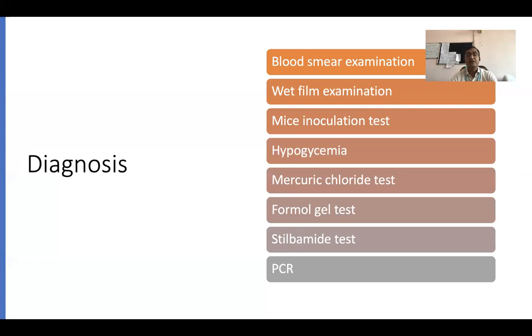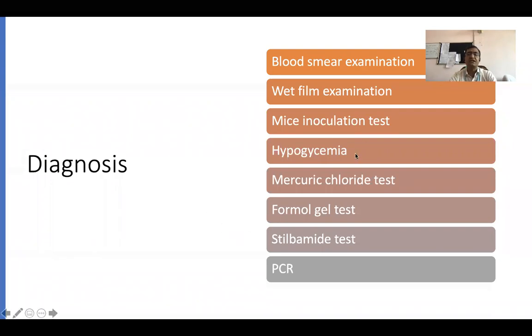So for that, you have to keep in mind that always be ready with wet film examinations. You will be able to appreciate. Even in June, 10 years back, when we diagnosed a case of trypanosomiasis, it was done through a wet film examination, not through blood smear examination, staining and fixing.